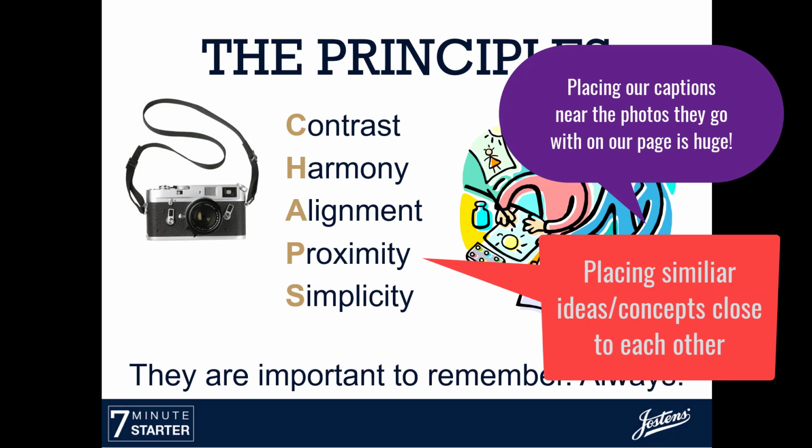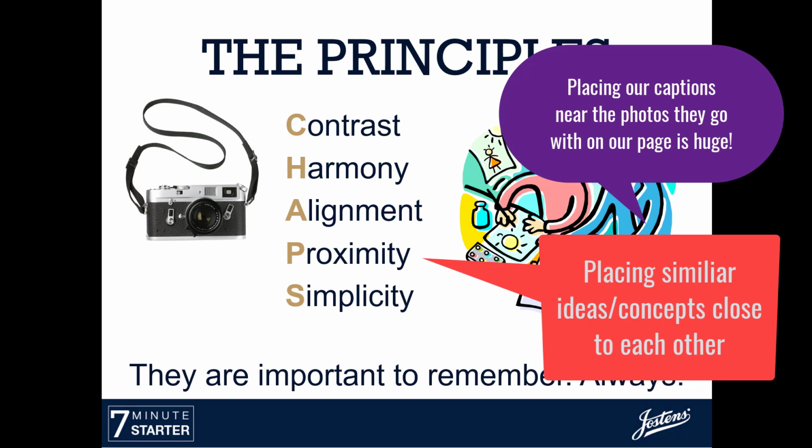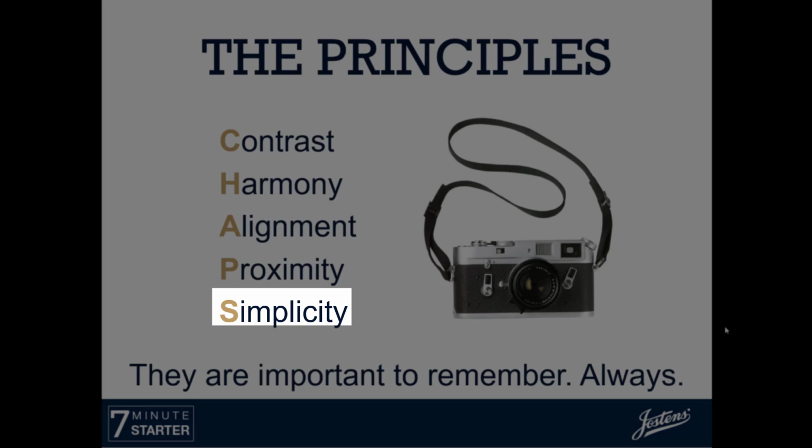In our yearbook page, we will show proximity when we put our captions next to the picture they go with. If we're running out of room, we can employ that number system where we put a little number in the picture that then relates to a caption later. But we want pictures to be next to text that it goes with, and we want similar text to be next to each other.